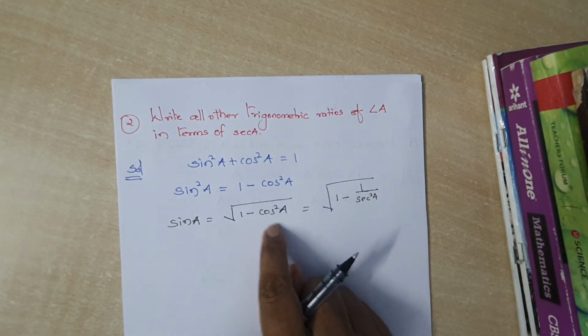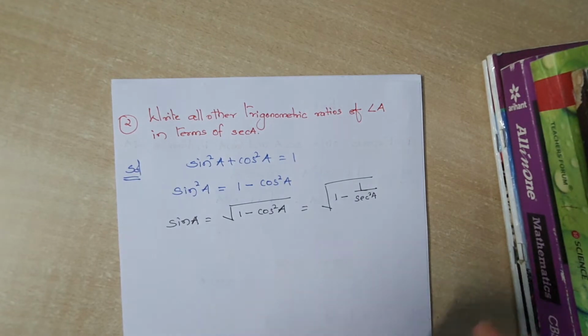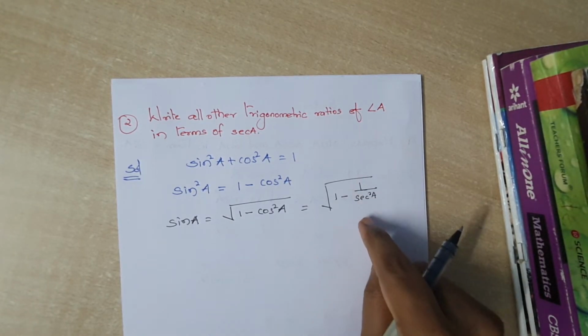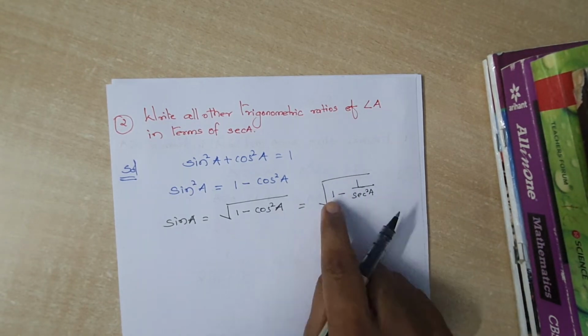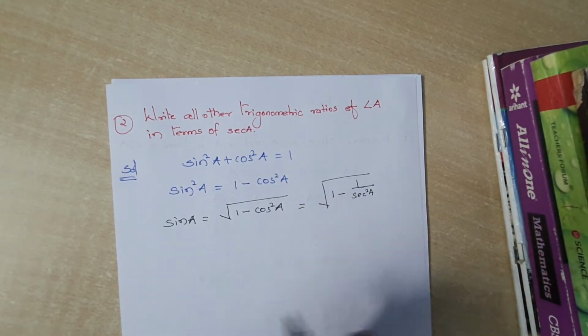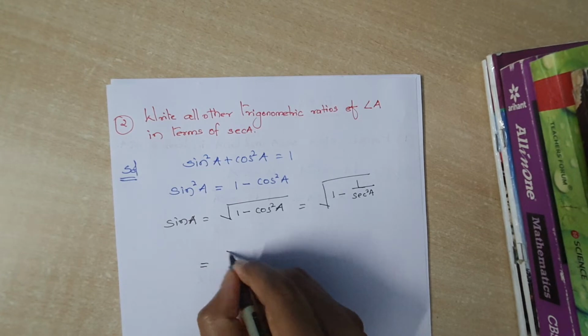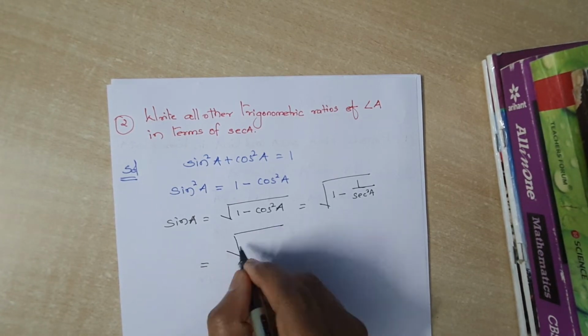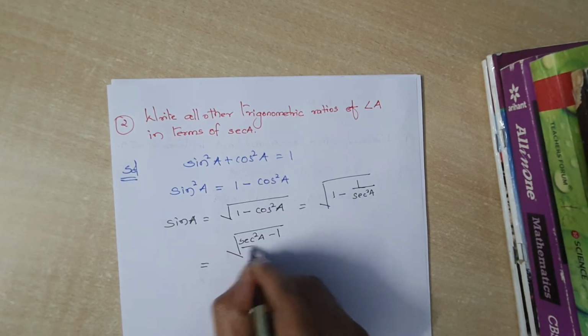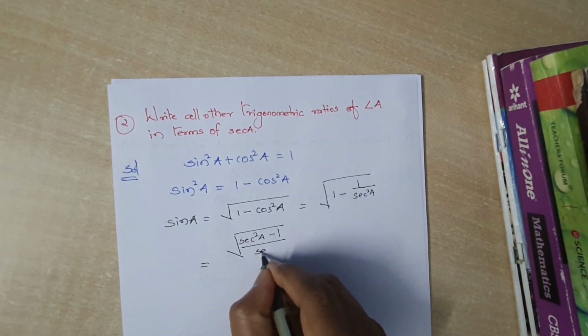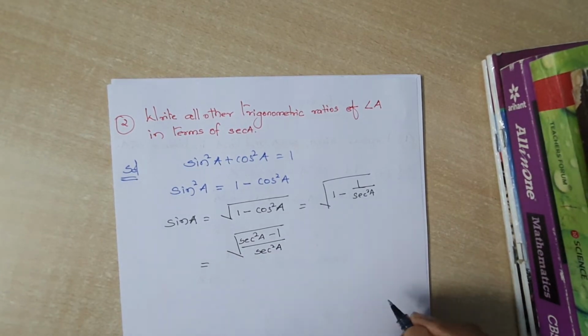So cos square A can be written as 1 by sec square A because it is a reciprocal function. What is 1 by sec square A? Cos square A. Now cross multiply. So you will get (sec square A minus 1) whole divided by sec square A.